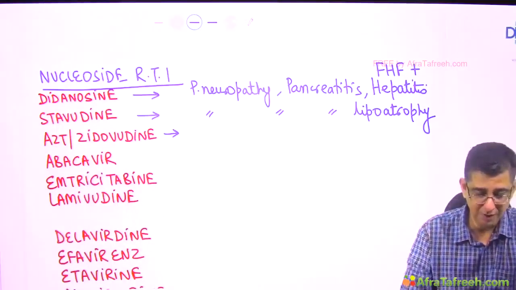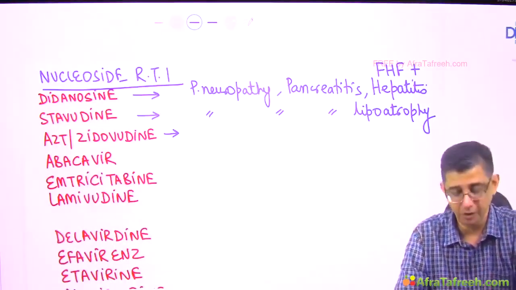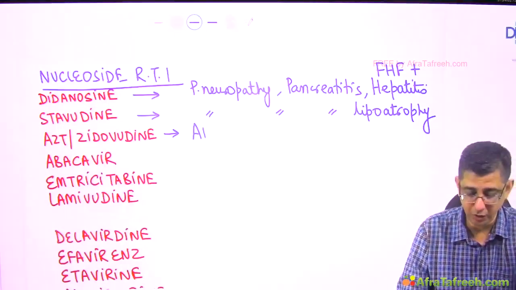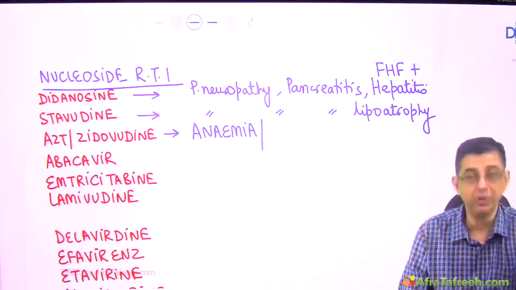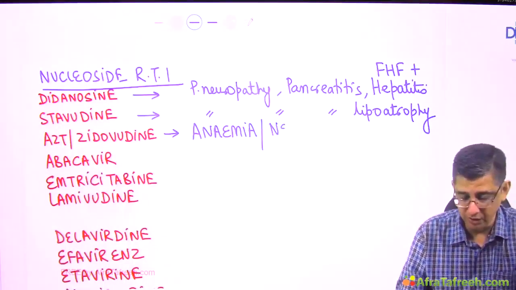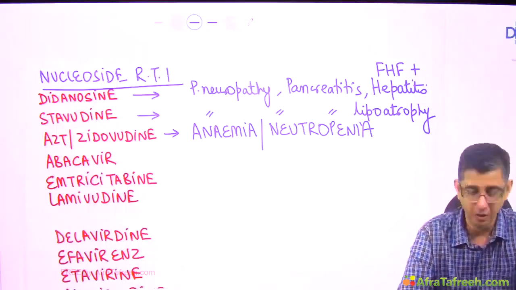Zidovudine was the first, AZT is the short form for it. It was one of the first drugs that was introduced for management of patients of AIDS, but obviously now the usage of this is not recommended because of the side effect profile and the frequent dosing that is required with this medication. The two side effects with this drug are anemia and neutropenia.